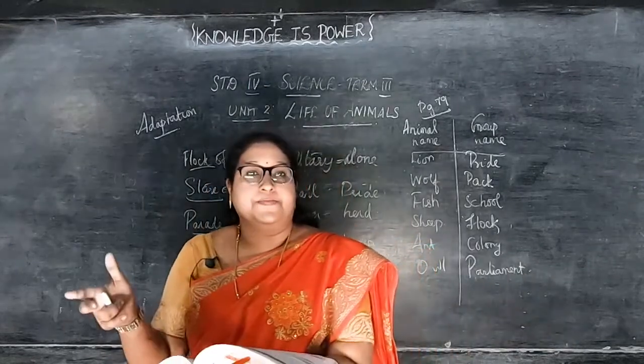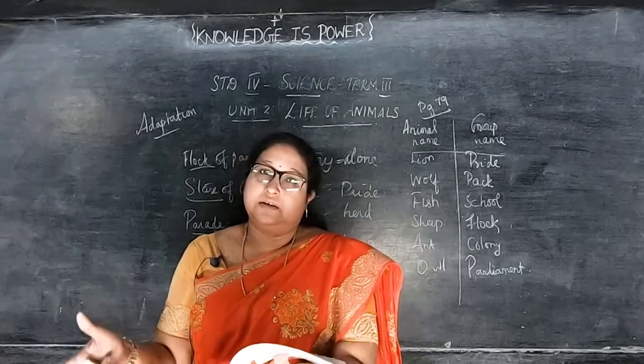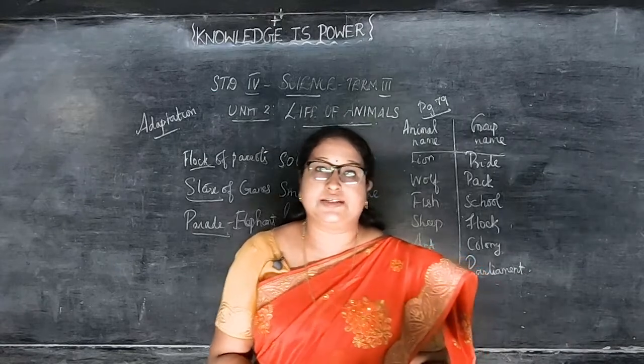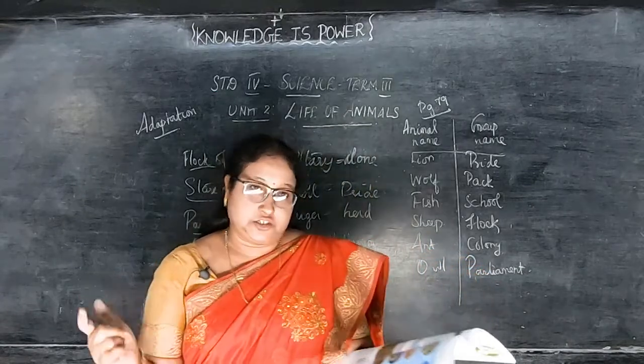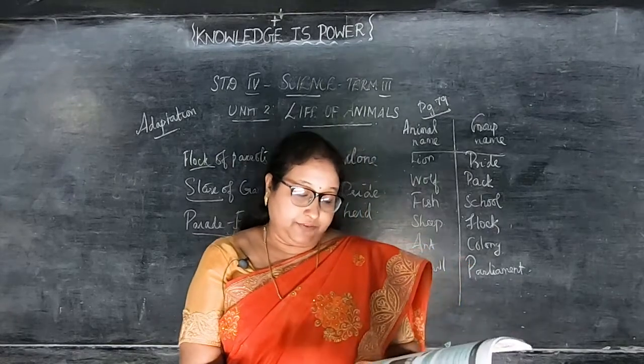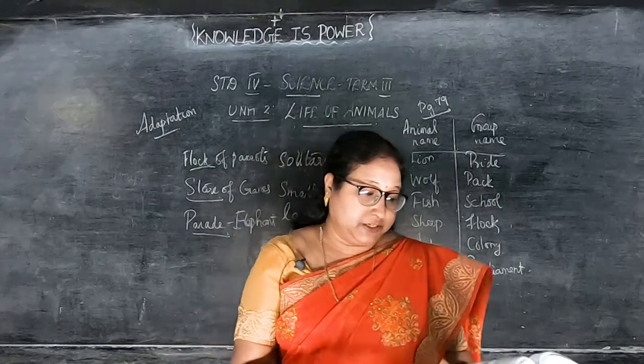That is, it's adapted in the habitat. Next, there are 3 basic types of adaptations seen in animals. First is structural adaptation, second physiological adaptation, and third behavioral adaptation. So these 3 adaptations are there, children.